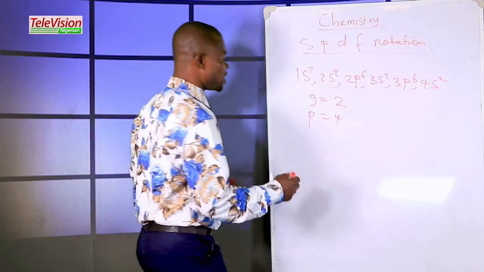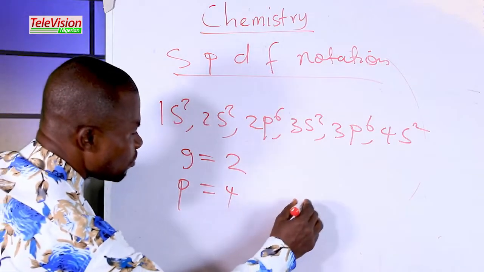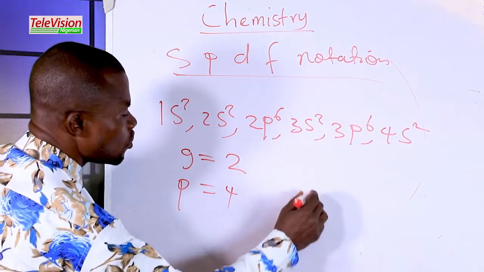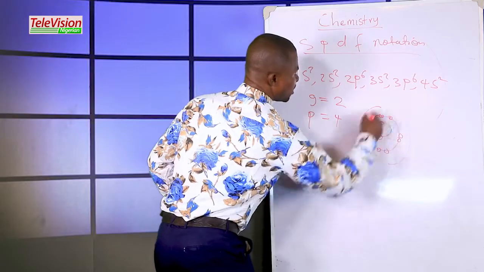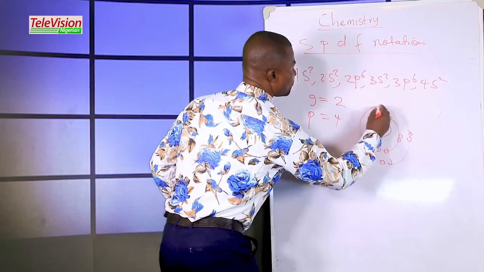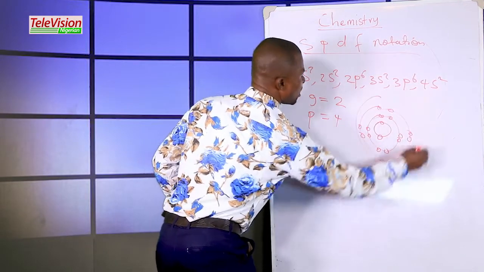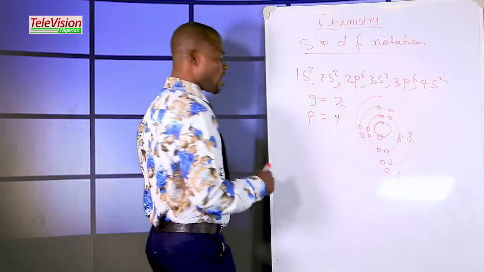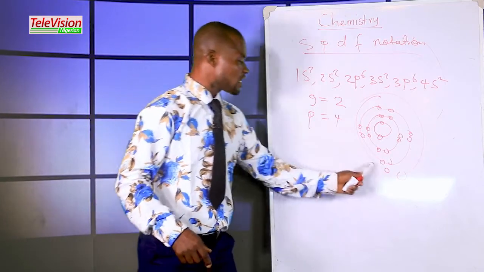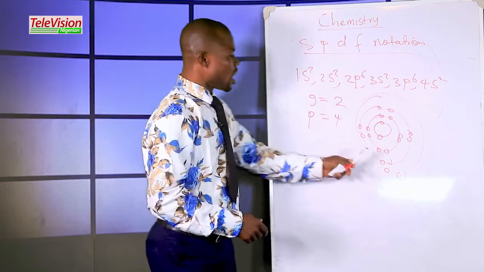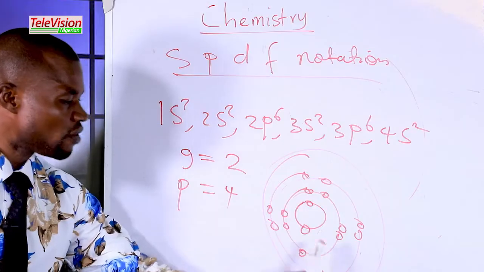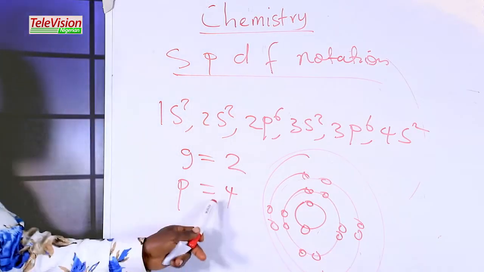Let's also compare it again. We have it to be something like this: 1, 2, 3, 4, 5, 6, 7, 8, 9, 10, 11, 12, 13, 14, 15, 16, 17, 18, 19, 20. So how many electrons are in this outermost orbit? Which is 2. 1, 2, meaning group 2. And how many orbits are there? It is 4. 1, 2, 3, 4, meaning period 4.